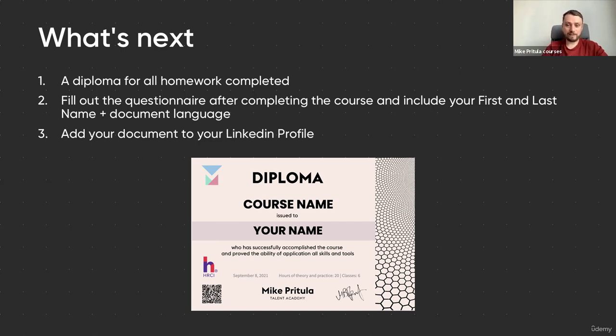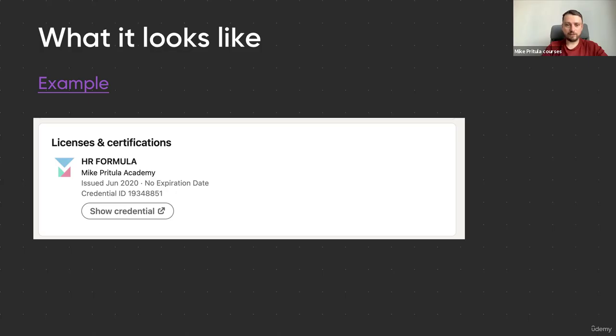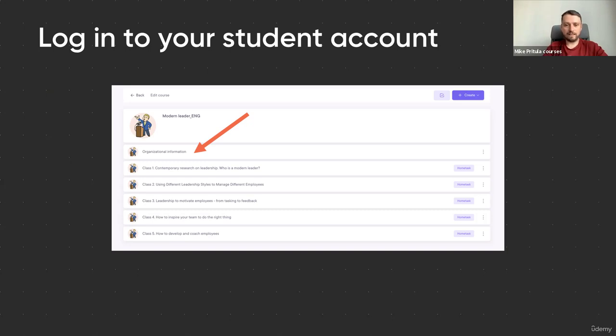For all completed homework assignments, those who complete them with a grade of 4 or 5, we will issue diplomas. The diplomas look like this. You'll be able to add them to your LinkedIn. LinkedIn has a special section where diplomas are displayed. It will have a logo, the name of this course, academy, and a clickable link. To do this, when you receive your diploma, you'll need to click this button.